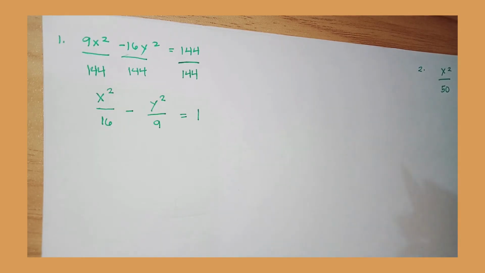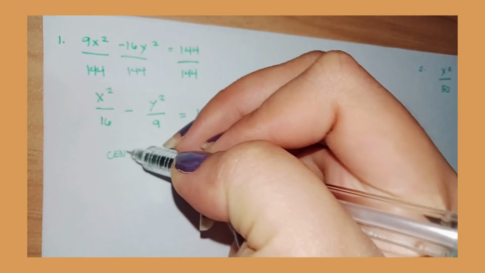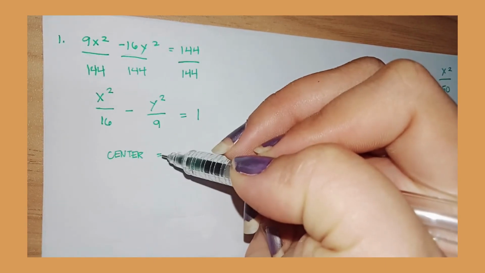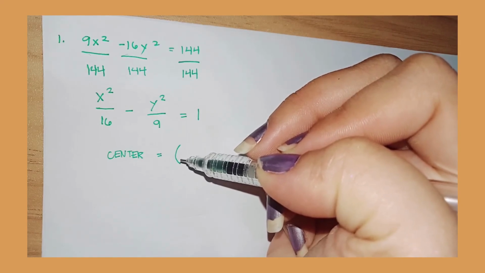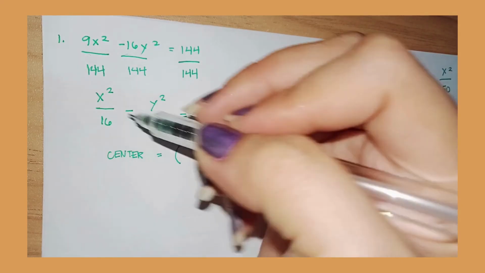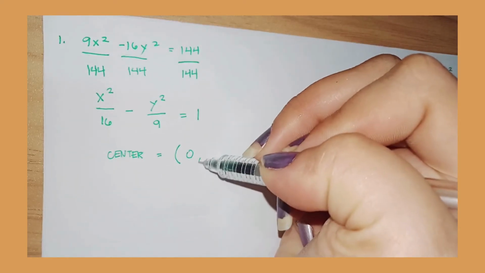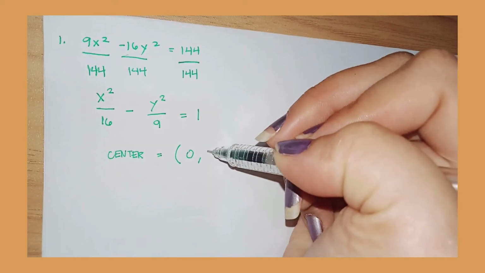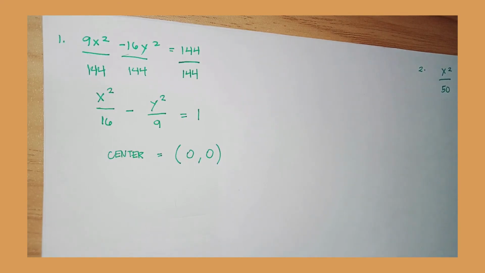Let's find our center first. Our center is given as h and k. Our h is what goes with x, but there is nothing with it, so 0. Our k is what goes with y squared, nothing with it, so that is again 0. So the center is 0 and 0.